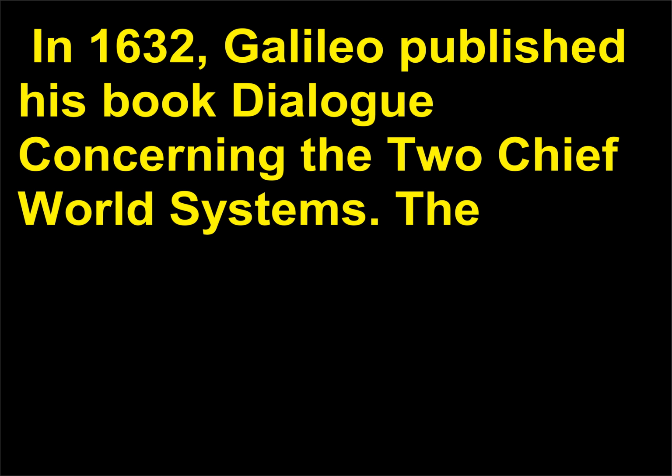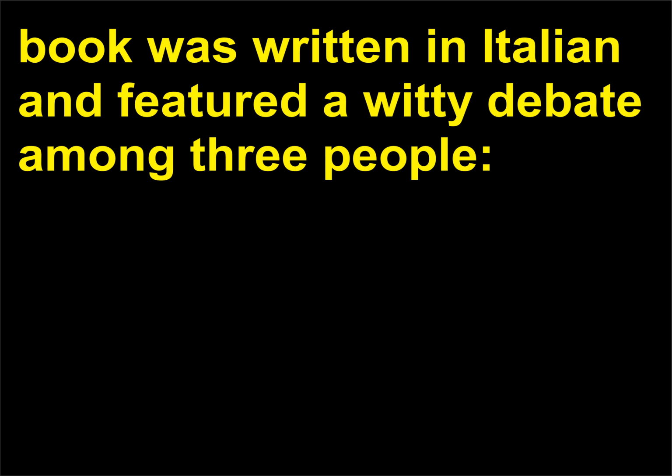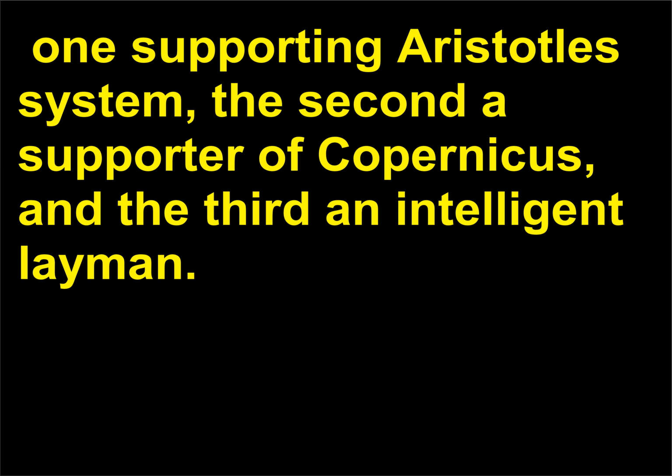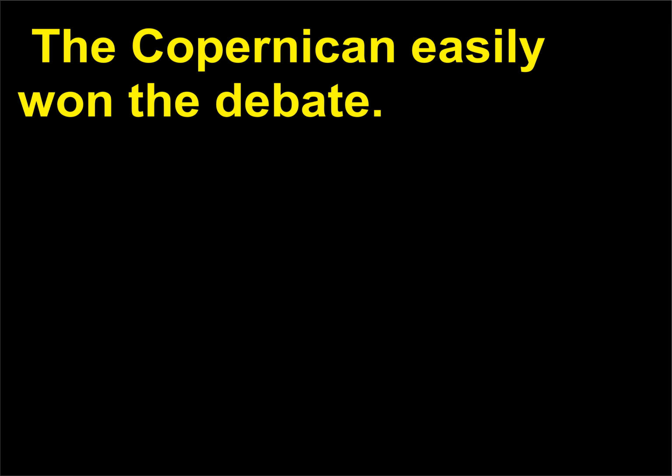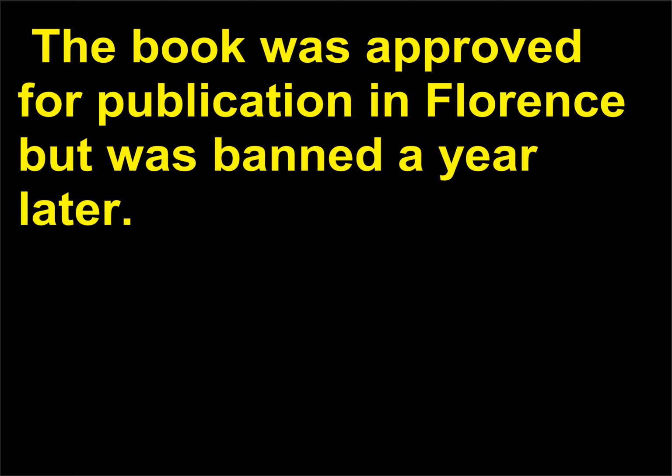The book was written in Italian and featured a witty debate among three people: one supporting Aristotle's system, the second a supporter of Copernicus, and the third an intelligent layman. The Copernican easily won the debate. The book was approved for publication in Florence but was banned a year later.